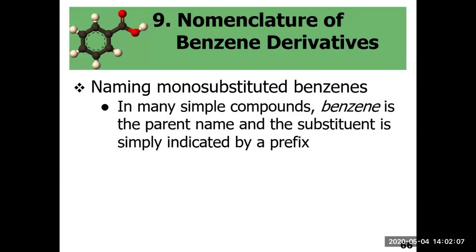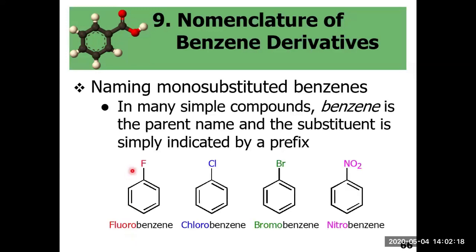For these types of compounds, they are named by attaching the name of the substituent as a prefix to benzene. For example, if we have a fluorine that's attached to the benzene ring, this is named as fluorobenzene. We'll use the same way of naming the other three compounds here. If we have chlorine bonded to the benzene ring, that is named chlorobenzene. If we have bromine bonded to the benzene ring, that is what we call bromobenzene. And if we have a nitro group attached to your benzene ring, that one is known as nitrobenzene.